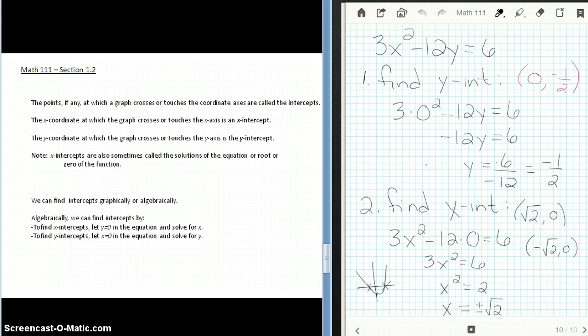Okay, well, we've found the x and y intercepts algebraically and graphically. So what we can do is stop with this video for right now, and in the next video for section 1.2 we'll talk about those graphs that are going to be important for us for the rest of the term. On to the next video.